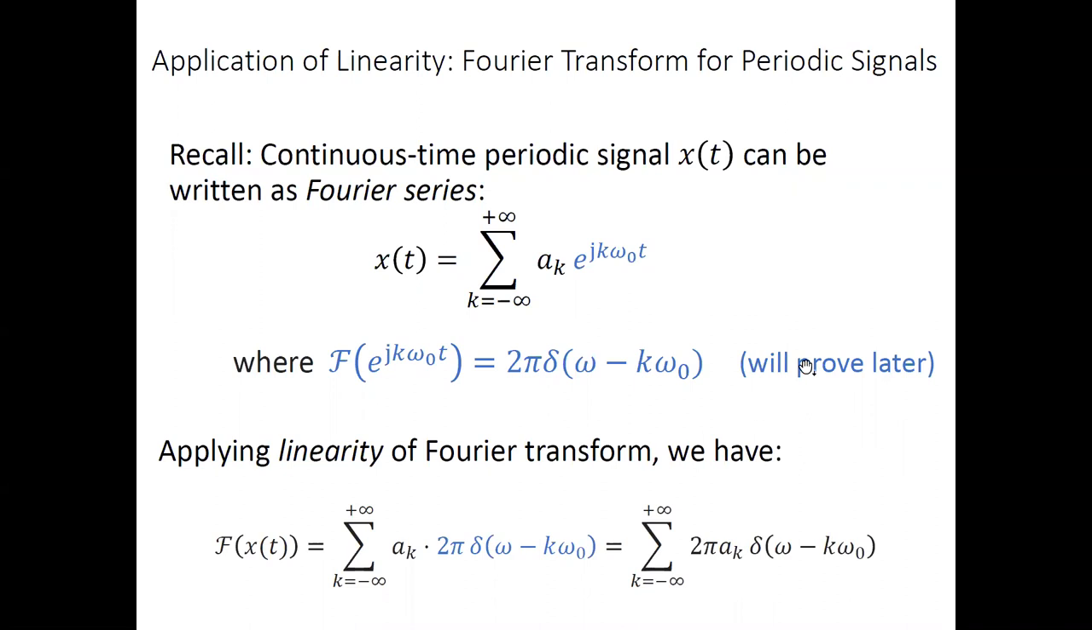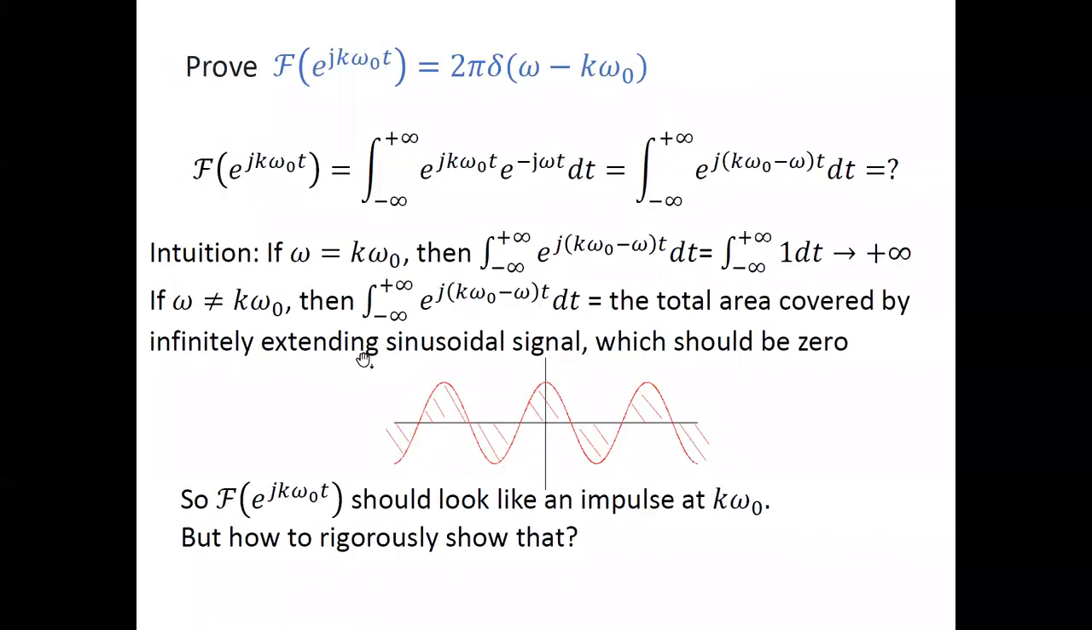Now let's prove this result, which I just cast here. To prove the Fourier transform of e^{jk omega_0 t} is this thing, we apply the standard formula. Just put this signal in the location of x of t, multiply it with the operator e^{-j omega t}, and take the integral over dt. Then the result should be a function of omega itself. Now we merge these two terms into e^{j(k omega_0 - omega)t}. So how do we calculate this integral? It's not straightforward, but we can get some intuition from here.